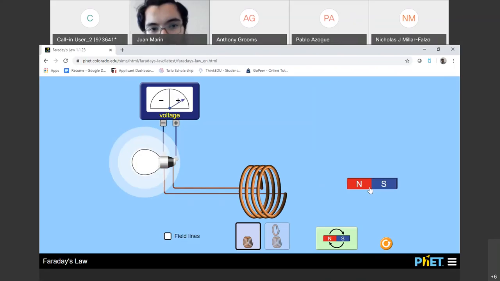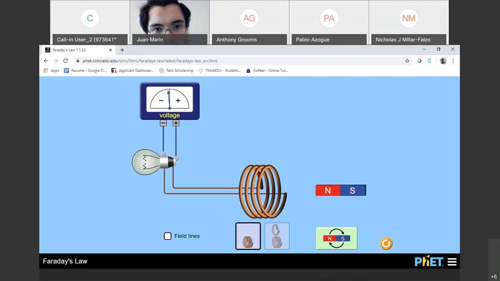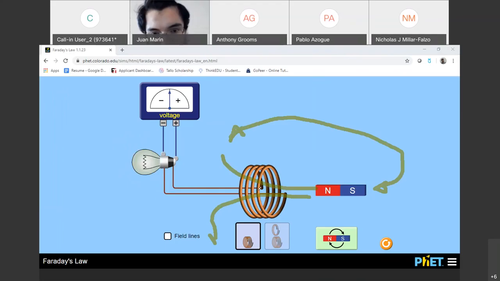So what this means is that I'm changing what's called flux. By flux I mean the magnetic field lines that come out of the North Pole will go like this, and they're going to come back to the South Pole. So the cross-sectional area of the loop, which is a circle, is going to be constant, right?